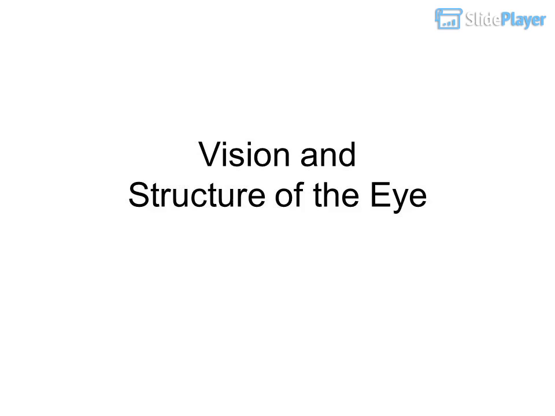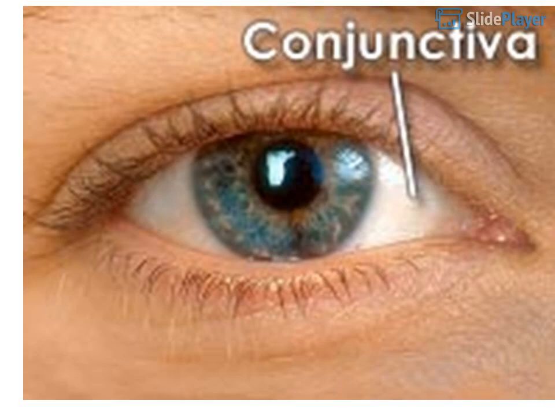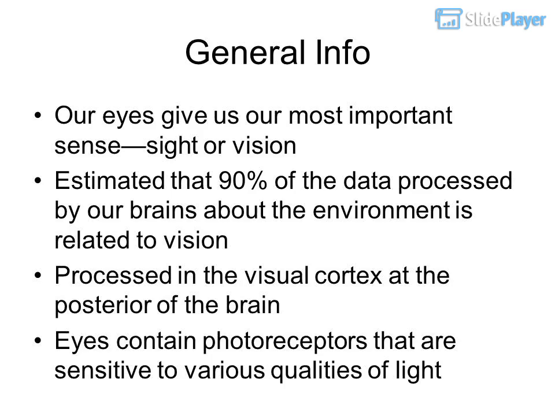Vision and structure of the eye. General info. Our eyes give us our most important sense, sight or vision. It is estimated that 90% of the data processed by our brains about the environment is related to vision. It is processed in the visual cortex at the posterior of the brain. Eyes contain photoreceptors that are sensitive to various qualities of light.